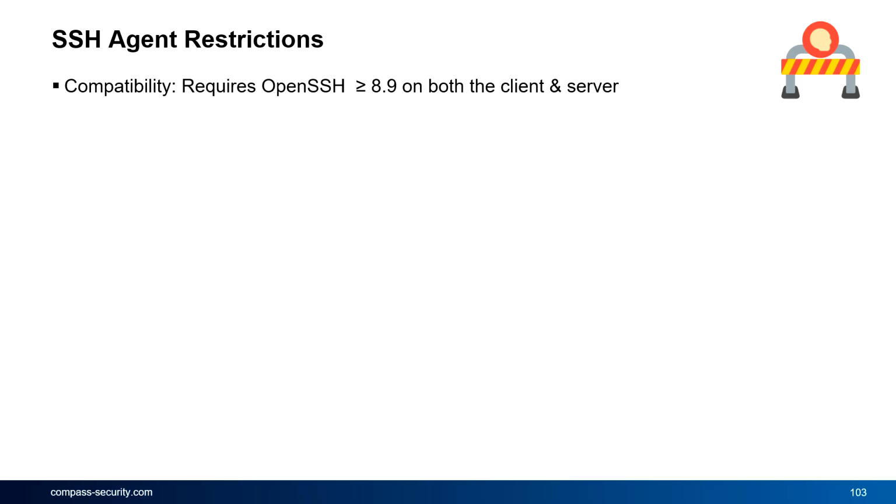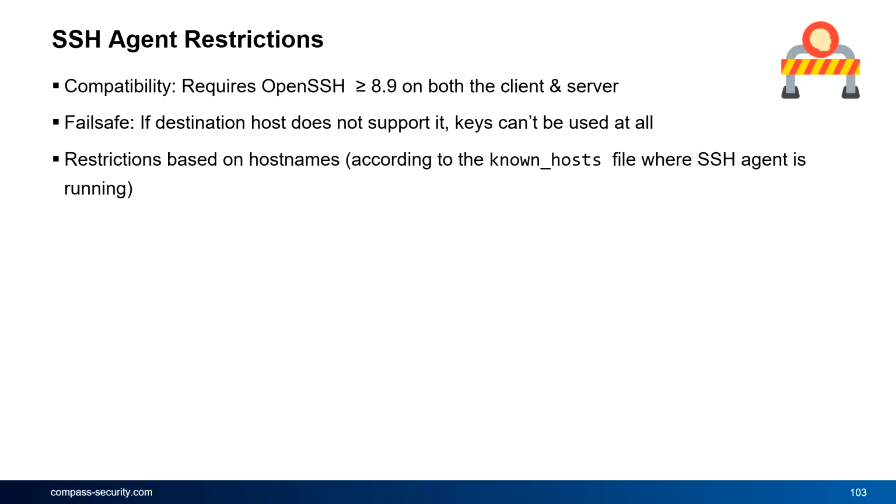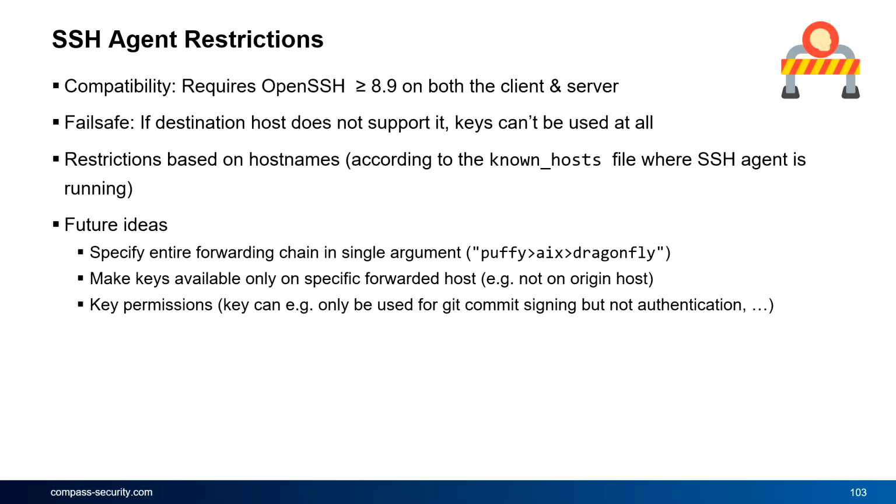To use this feature, you need at least OpenSSH 8.9 installed on both the client and the server. And if you connect to an older host that does not support this feature, you can't use the keys at all. This is a fail-safe protection so that you don't leak your keys if you connect to an older host. The restrictions you configured are always based on the host names according to your known hosts file. And this is the known hosts file of the system where you initially start the SSH agent, and not on the systems where you forward the agent to.